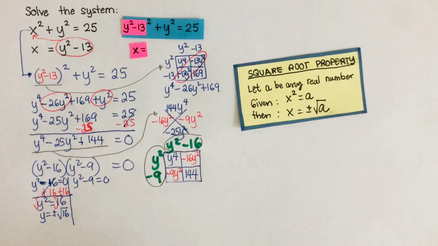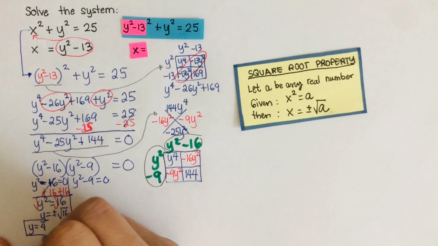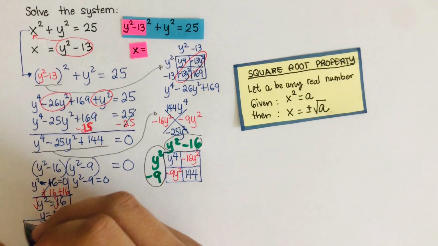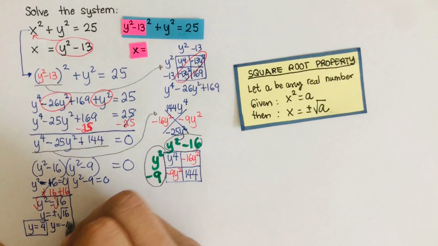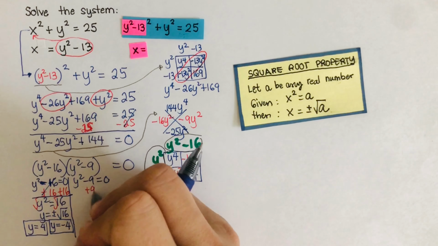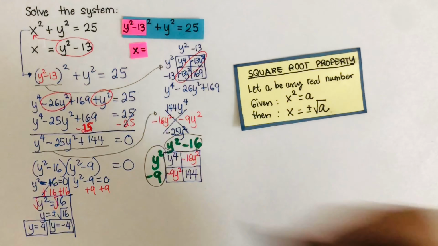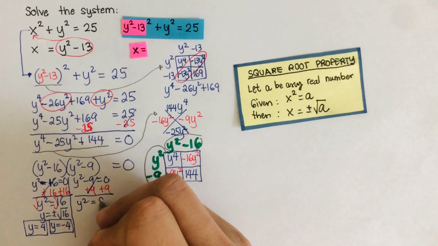So the two values would be y is equal to positive 4. That's the positive square root of 16. And then the other one would be y equals negative 4. That's the negative square root of 16. So these are the two values of y. Now we look at the other values of y right here. So we're going to add 9 to both sides, so plus 9 and plus 9. So then we are left with y squared is equal to positive 9.